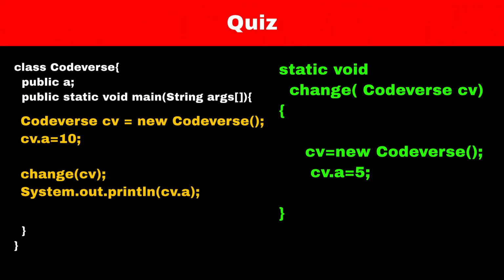Now before closing this video, I want you guys to guess the answer of the following program. You can pause this video to think. If your answer is 5, then you are wrong. Java uses pass by value.